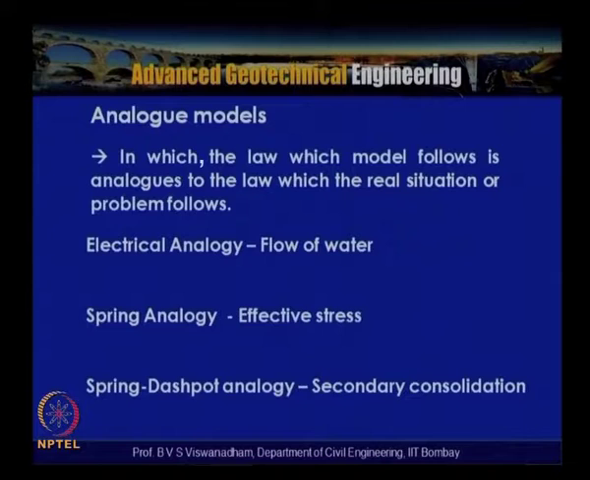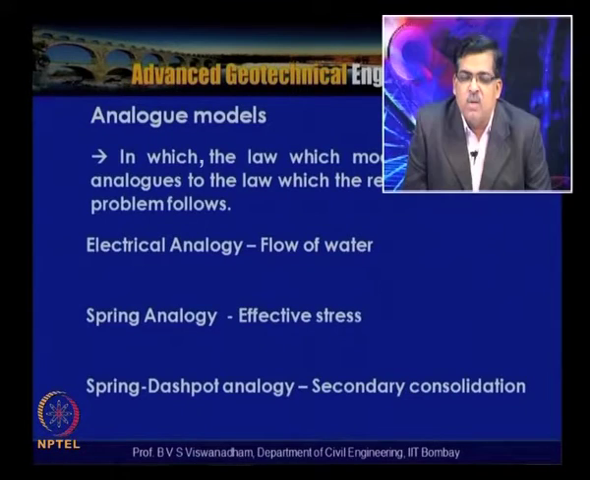So the area of cross section through which the flow is actually happening, where i is nothing but h by L. Similarly, in case of electrical analogy, when we consider the flow of current, we have Ohm's law, which defines the relation using the resistivity, a potential drop over a certain length, and the cross section area of the conductor through which this electricity is passing. So the analog model is analogous to the law which a real situation or the problem follows.